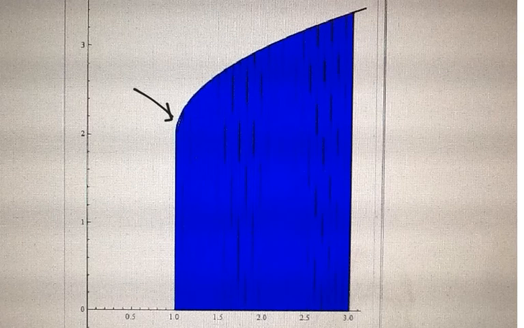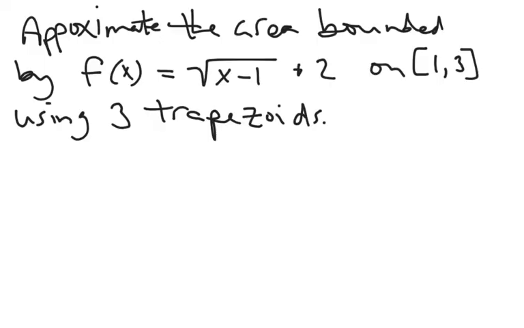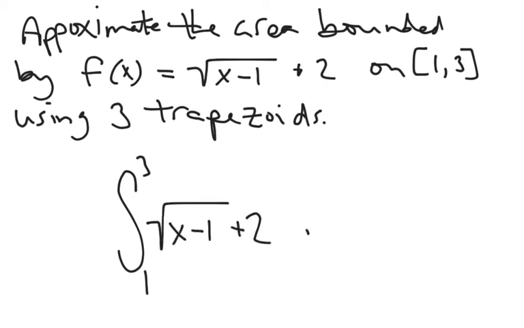But the function, the square root function that we have, is a fairly straightforward square root function, shifted 1 unit to the right and up 2. And so what we're approximating here is the area bounded by, or the definite integral from 1 to 3 of the square root of the quantity x minus 1 plus 2 dx. This is the area we're trying to approximate. So go ahead, pause, go work this out, come back and get an answer, and we'll compare.